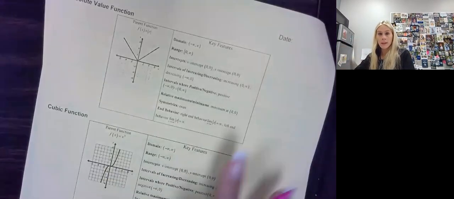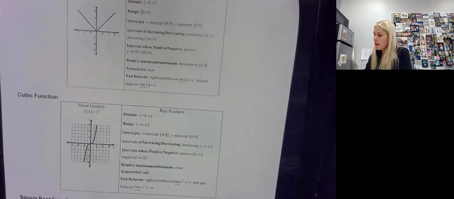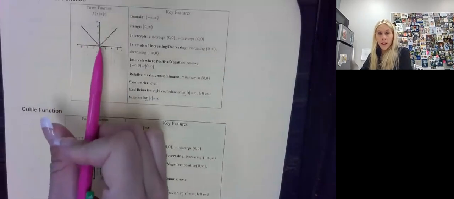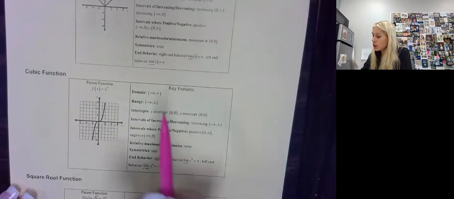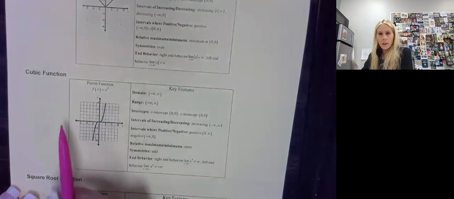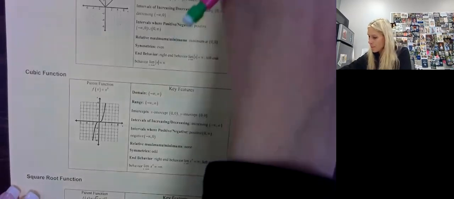Now, some of these I'm not going to do the table for, because they are the normal -3 to 3. Here's our absolute value. That's our V. Again, this one's going to be -3 to 3. This is our cubic. So we have this kind of nice little squiggly shape. And don't forget, this is normal too. This is -3 to 3.